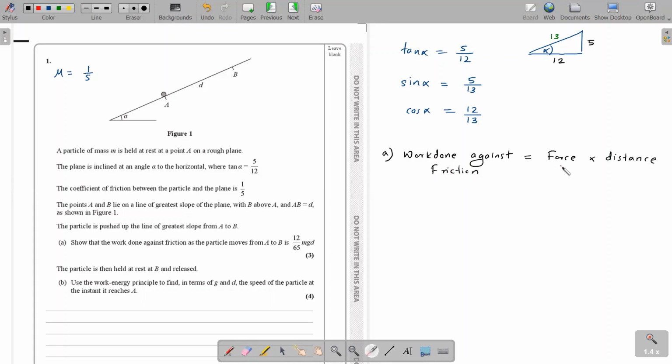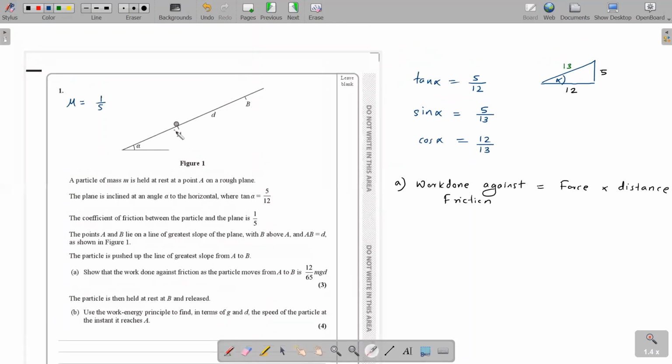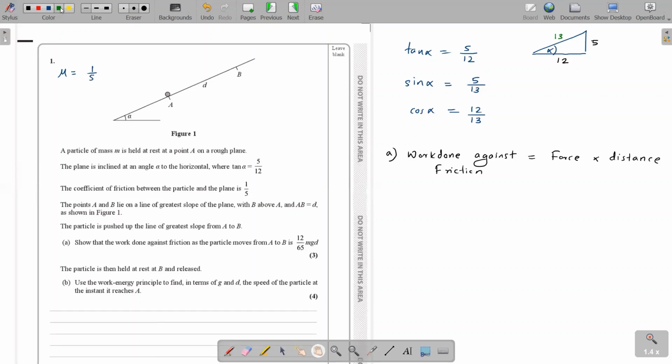So the force here means the friction force. How do we get the friction force here? They say your particle is moving from A to B, right? The particle is pushed up the line of greatest slope from A to B. So when your particle moves from A to B, what are the forces acting on the particle? You definitely have the friction, right? The friction is acting downwards. I think we don't need to apply the direction at this point. So let's find the friction.